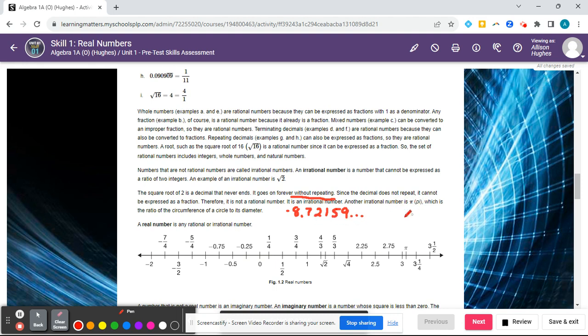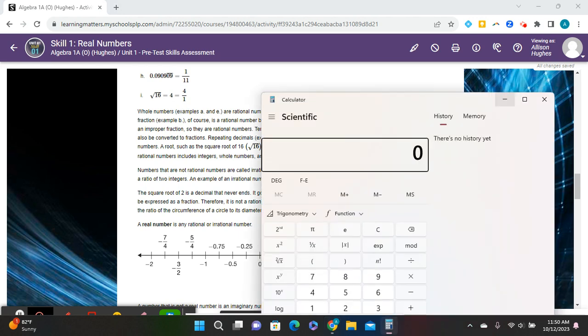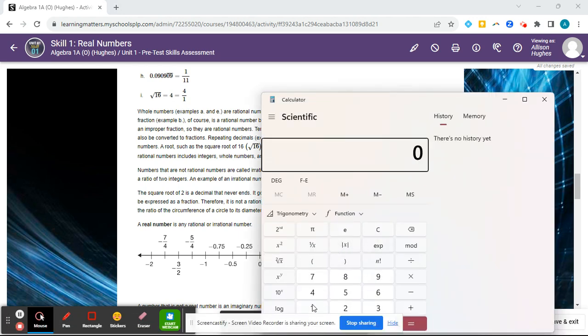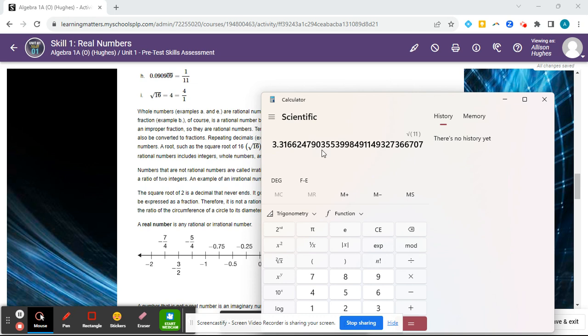You might see them underneath a radical. So say you have the square root of 11. Looking at it, it doesn't look like a decimal, but let's see what happens when we try to simplify the square root of 11. So if we go in a calculator and we hit 11, hit our square root key, look at this number, 3.3166247903553, and it just keeps going and going and going. This is an irrational number.